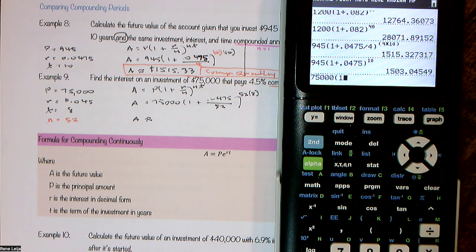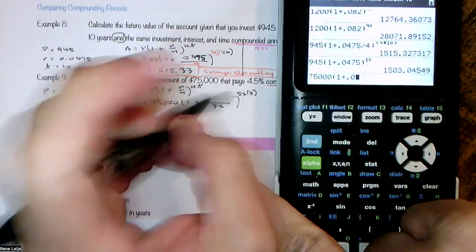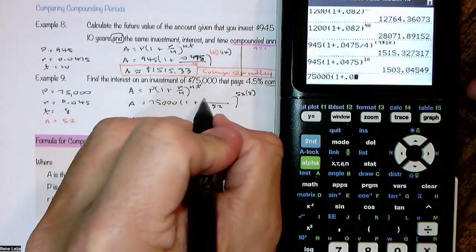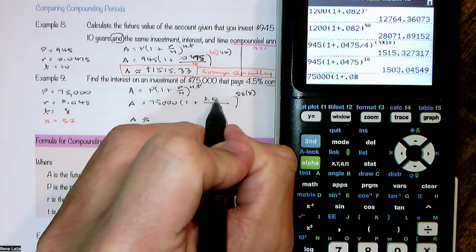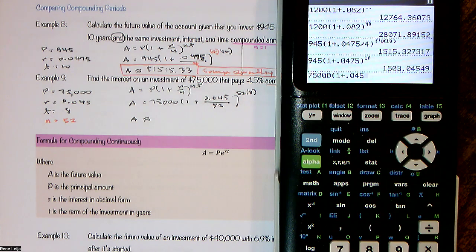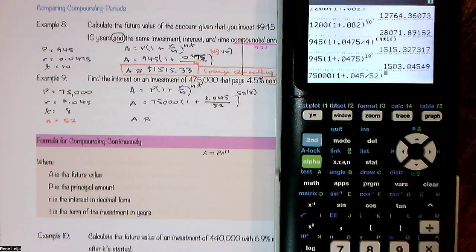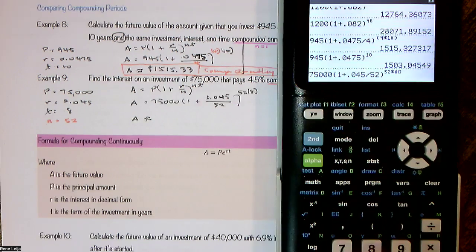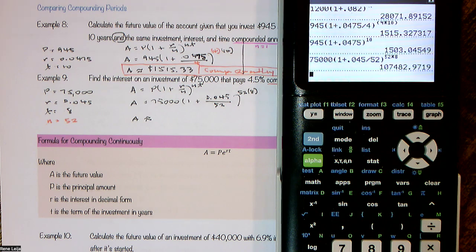75,000 times 1 plus 0.0... Oh, look at me, I looked up for just a second. 0.0475. Okay. Divided by 52. Close your parentheses. Raise it to the 52 times 8 power. And boom, there you go.